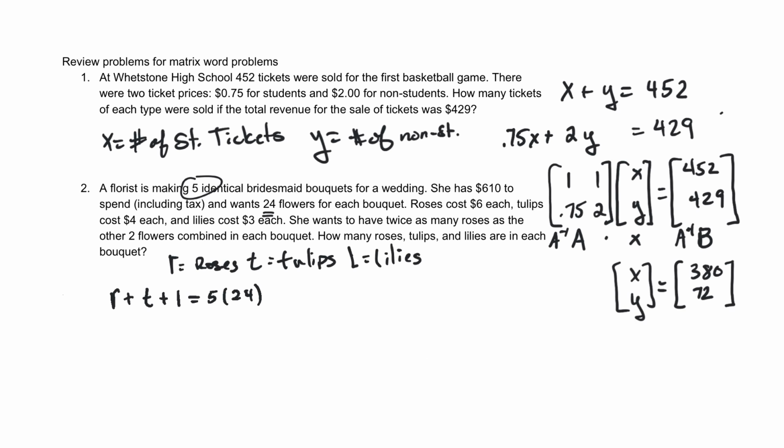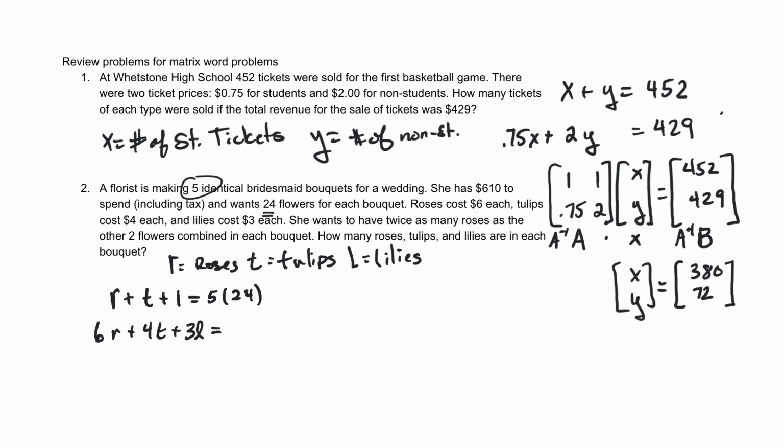The next thing they talked about was price. Well, that's actually relatively easy. I think of all of them that's the easiest one. You have $6 times the number of roses plus $4 times the number of tulips plus $3 times the number of lilies. And that's going to be equal to, now I can use, let me change that. It looks like a 1 and an L.